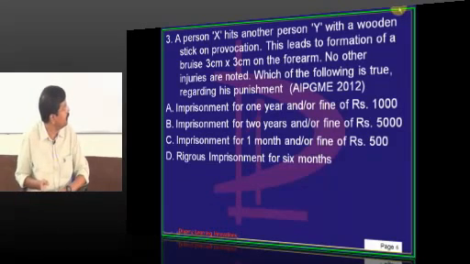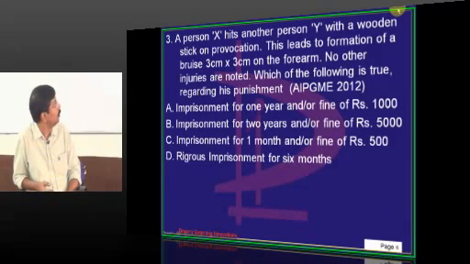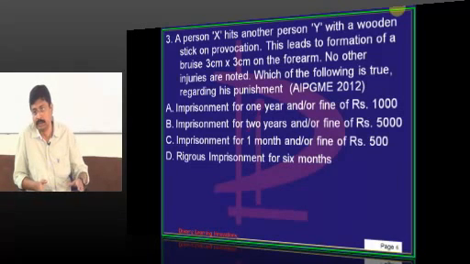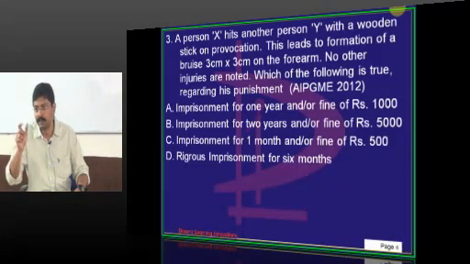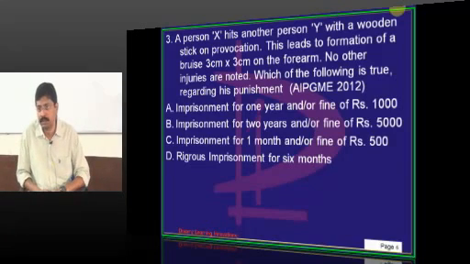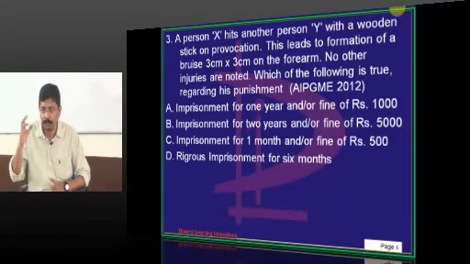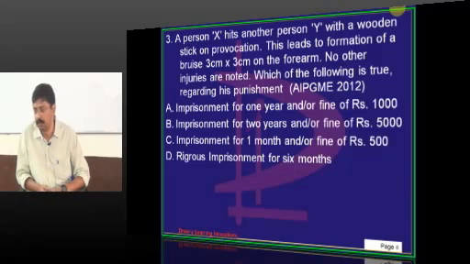So, a person X hits another person Y with a wooden stick on provocation. Okay. So, here the clue is the provocation. Suddenly, two people are talking and that other person insults or states a statement that initiates provocation in the opposite person and he picks up the neighboring article and hits that other person. There is no pre-planning. He has not come with a wooden stick to that person with a pre-planned, premeditated action. Okay? He is doing it instantly on provocation.